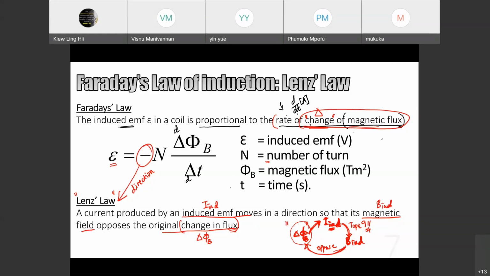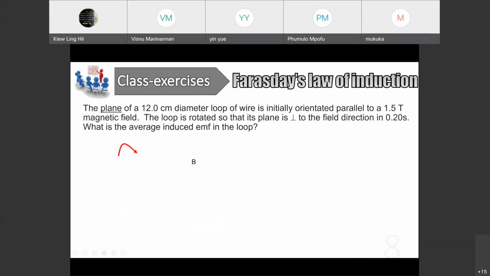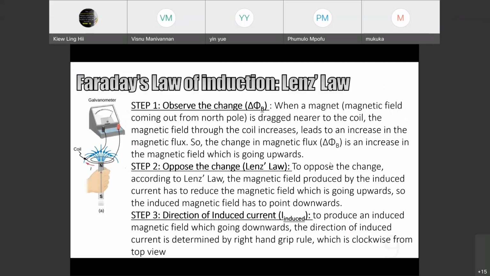All right, now let's look at the example first. This is the calculation. Now let's look at this first. How do we determine the direction of the induced current? In this experiment, there is a coil. This is your coil, and the magnetic bar is being dragged near to the coil with the north pole approaching the coil.